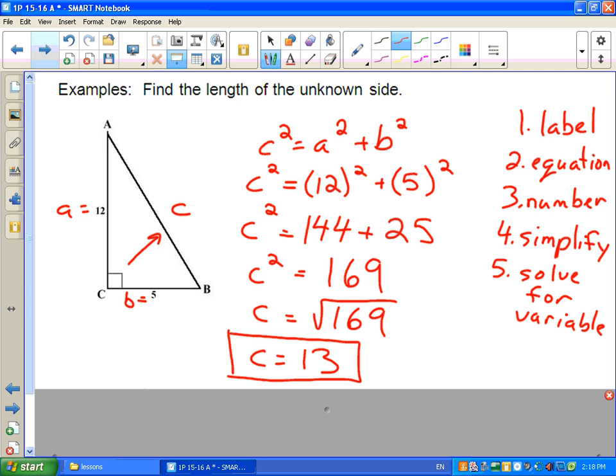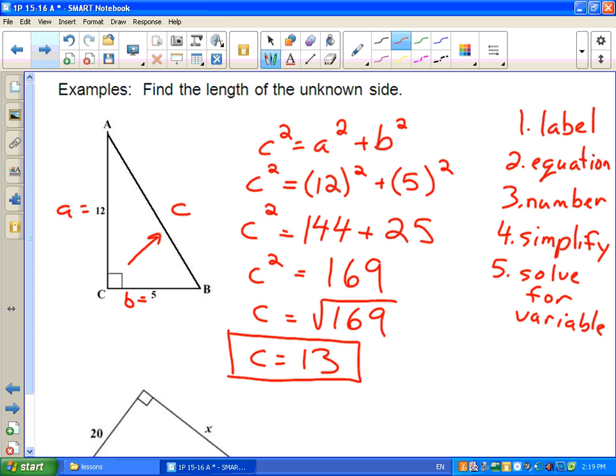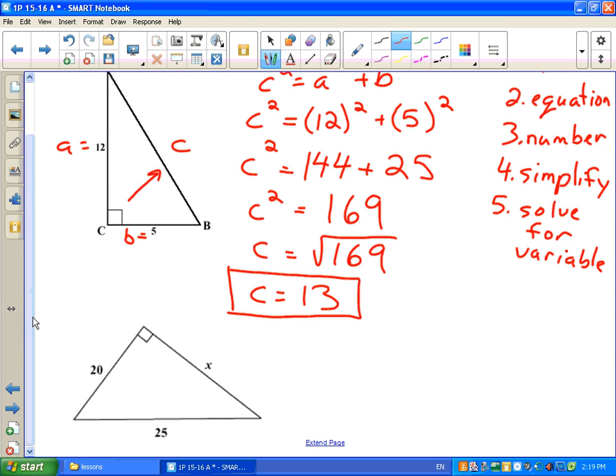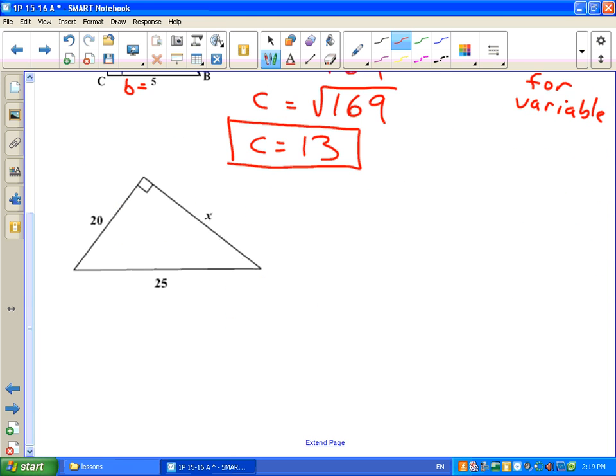Okay? Good? All right, so we got a second example here, and we're going to do it pretty much the same way. We're going to follow these 5 steps. And you guys are going to help me with this one. So take a look at this triangle.